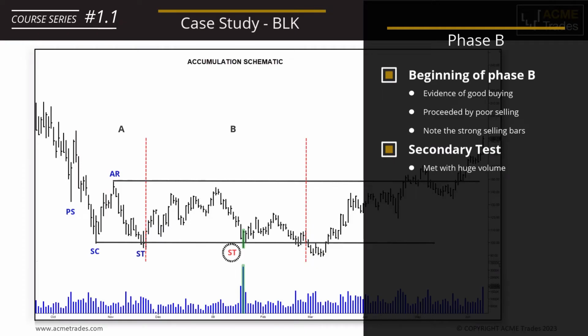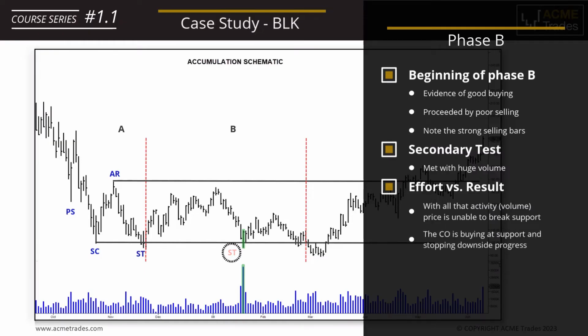Look at the volume coming out here. This is known as effort versus result. With all that activity, of course, being volume, price is unable to break support. Ergo, someone is buying here. Someone is stopping the market move lower, stopping downside progress. And this, of course, we could label as the CO, the smart money.